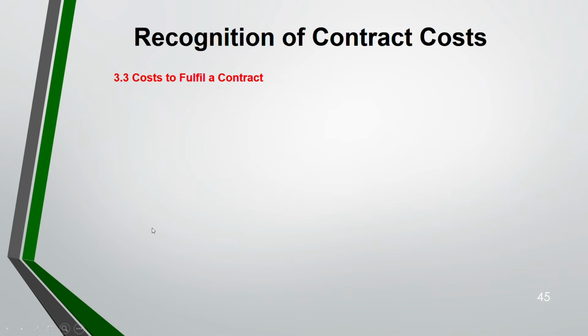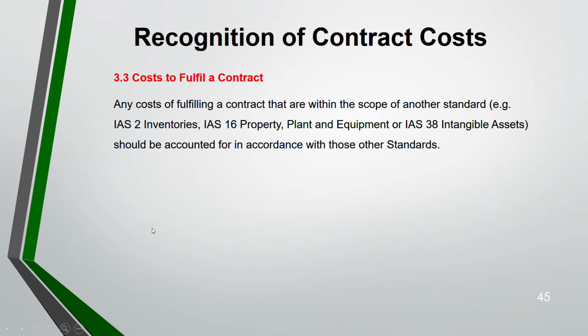Now, cost to fulfill a contract. Any cost of fulfilling a contract that is within the scope of another standard, let's say IAS 2 inventory, or IAS 16 property, plant and equipment, or IAS 38 intangible asset, you should account based on those standards, not IFRS 15, if it falls within the scope of another standard. Okay.